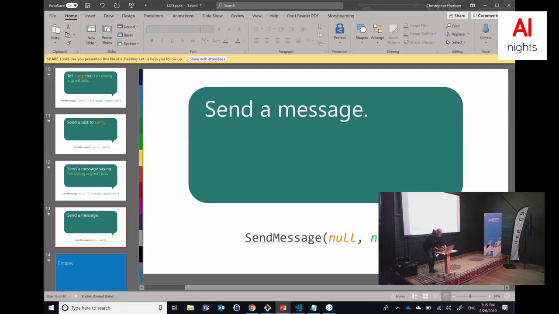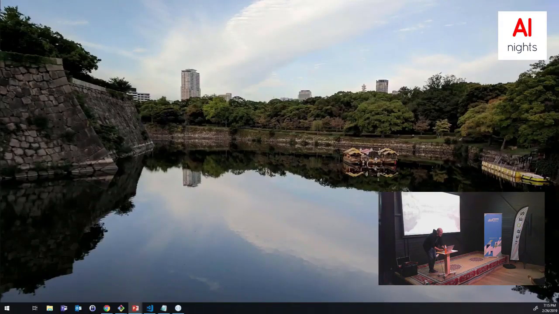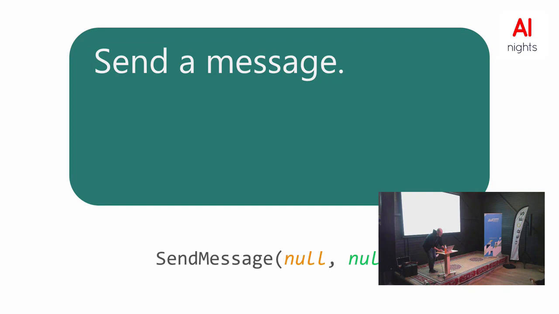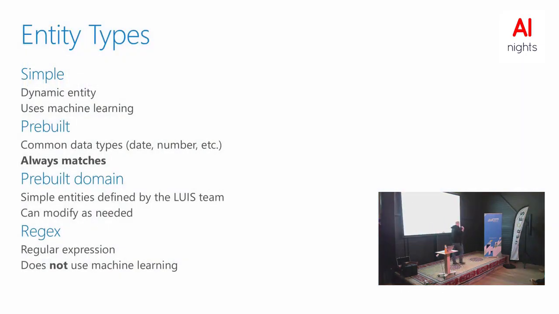Let's come back over here and go one step further into entities. Entities are, again, all the additional pieces of information that a user might be sending along. Now, what you're going to notice is that they're going to come in a lot of different flavors. And at the very top here, actually, I'm going to go out of order. I'm going to go with the second one, which is pre-built.